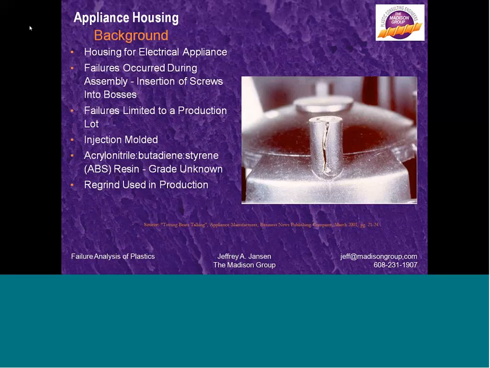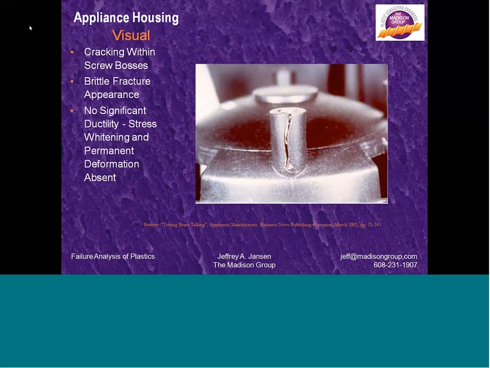Our second and last example then is a housing for an electrical appliance. Failures occurred during assembly, the insertion of screws into the screw boss, as you see here. The failures were limited to a particular production lot. They were injection molded from an ABS resin. The grade was unknown, and regrind was allowed to be used in the operation.